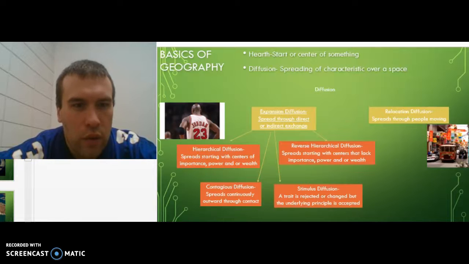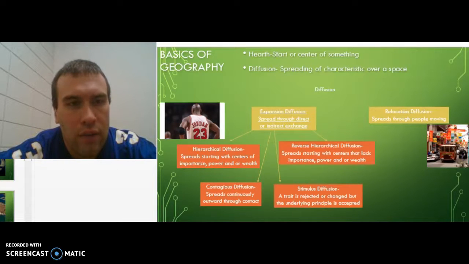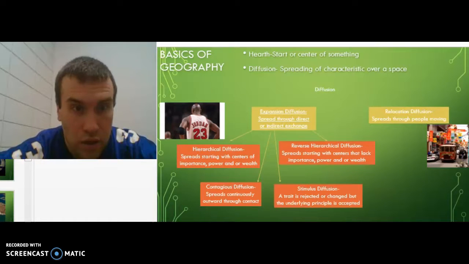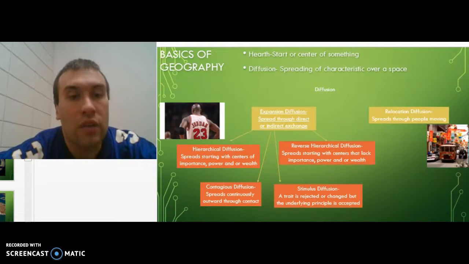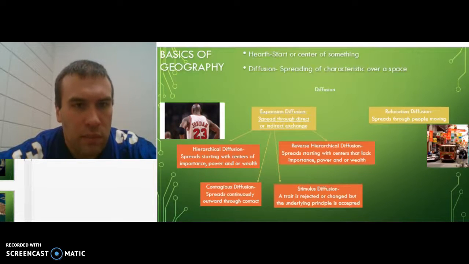There are four ways that you can do this. The first is hierarchical, where you have a leader, a person in power or wealth, who starts the trend. Pop culture is like this, or the fact that an inch is an inch, as a king in Europe decided an inch was the length of his thumb. Another example of hierarchical: Michael Jordan and basketball. The number 23 is the most popular number because of him, 100%. Reverse hierarchical diffusion starts at the bottom and works its way up, like grassroots efforts in politics.